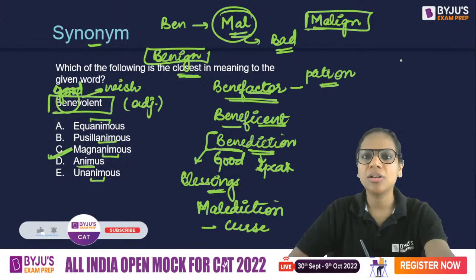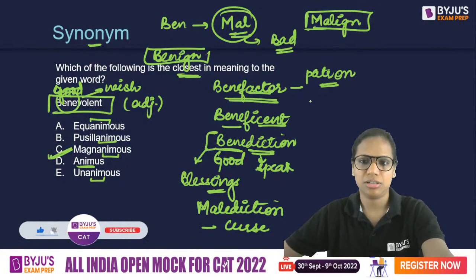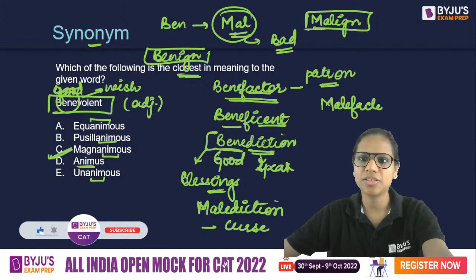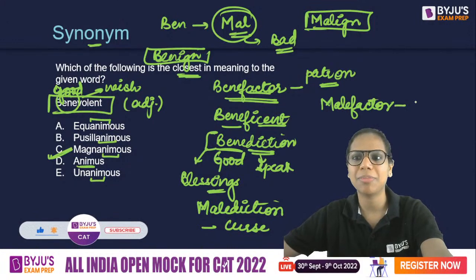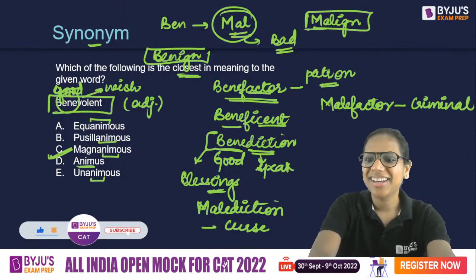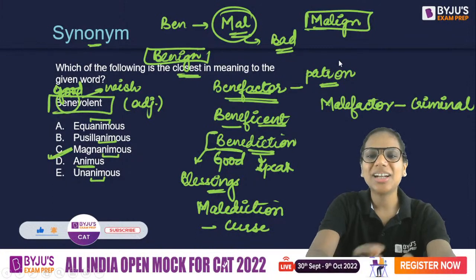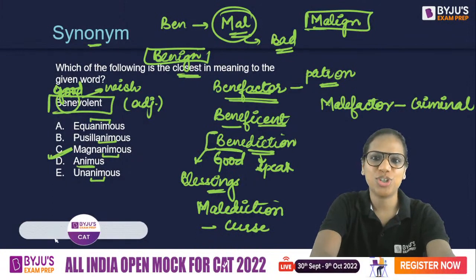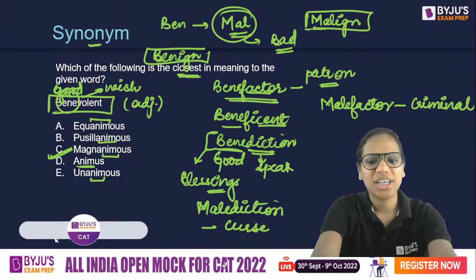Right? Malefactor is a criminal. Malefactor has a slightly different meaning. Malefactor is a criminal, somebody who's done something bad. Okay. Malafide, bona fide, malafide. So yes, mal and ben are complete opposites of each other, and that is how they are used.